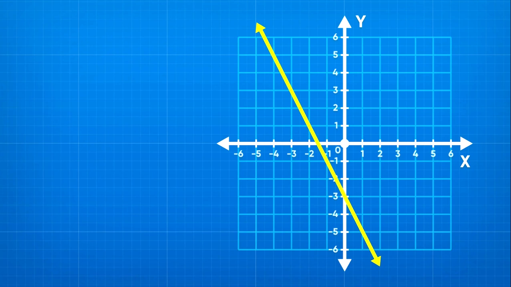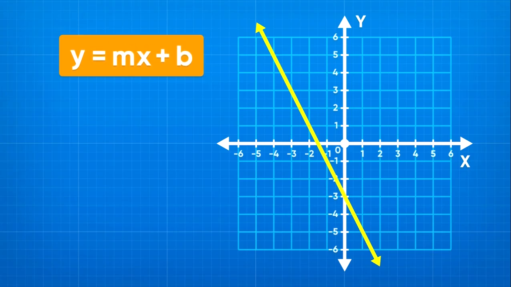We can represent this line with the equation y equals mx plus b. I see that the line crosses the y-axis at -3, so b is -3. So far, we have y equals mx minus 3. Now, to find the slope, we can use any 2 points, like these 2. We just count how many units we need to rise and run.